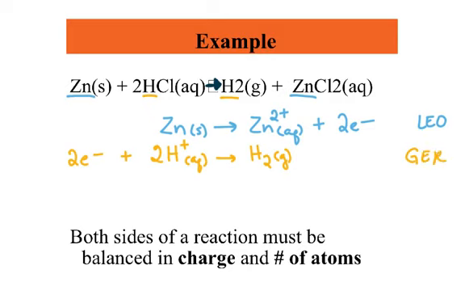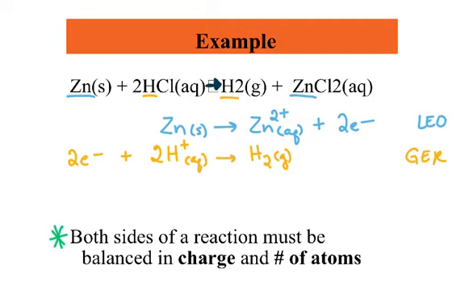Down at the bottom, I've just made a little hint for you, and this is to help you when you're deciding where electrons should go. Both sides of a reaction must be balanced in terms of charge and number of atoms. So if we have a look at the blue reaction, the left-hand side is neutral, the right-hand side is 2+ and 2-, which also makes a neutral. That means it's balanced in terms of charge.